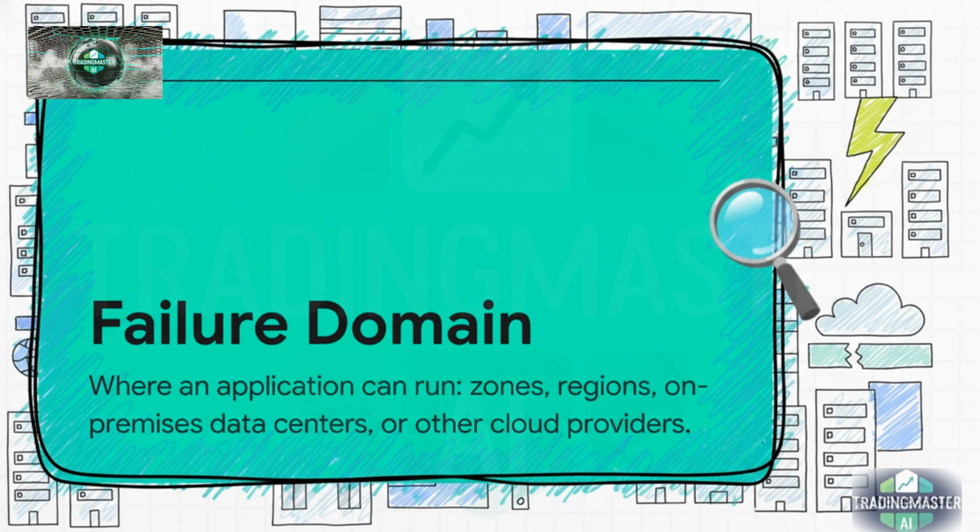I want you to think of this as a boundary. It could be as small as a single server rack or as big as an entire data center, which, by the way, Google Cloud calls a zone, or even an entire geographic region. It's basically any area where one single event, like a power outage or a fiber cut, can take a bunch of stuff down with it.